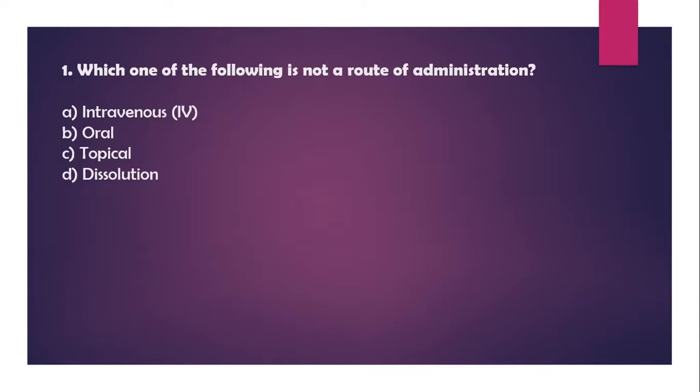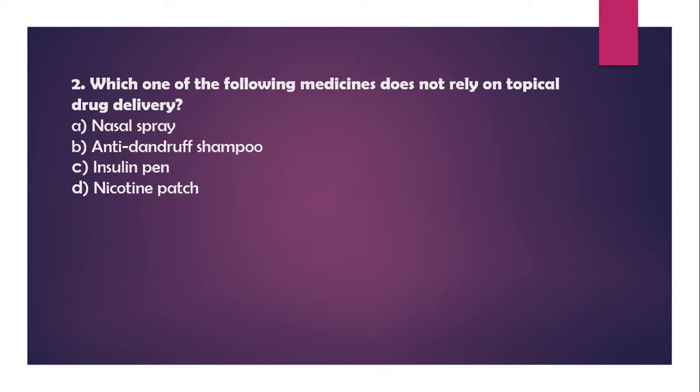Now next one is the question bank. The first question is, which one of the following is not a route of administration? Option A is intravenous, option B is oral, option C is topical and D is dissolution. And the answer is D, dissolution. Next one is, which one of the following medicines does not rely on topical drug delivery? First one is nasal spray. Second one is anti-dandruff shampoo. Third one is insulin pen. Fourth one is nicotine patch. And the answer is C, the insulin pen.